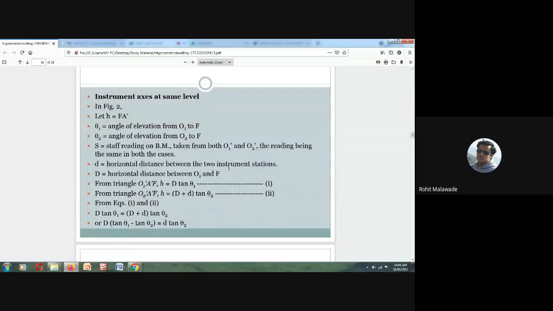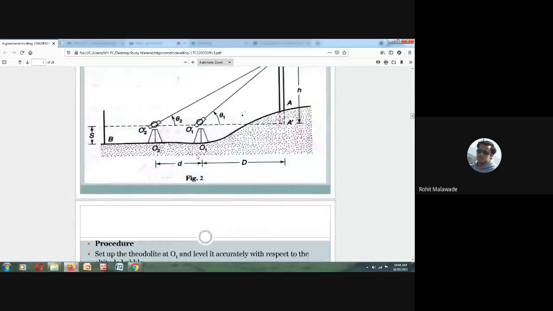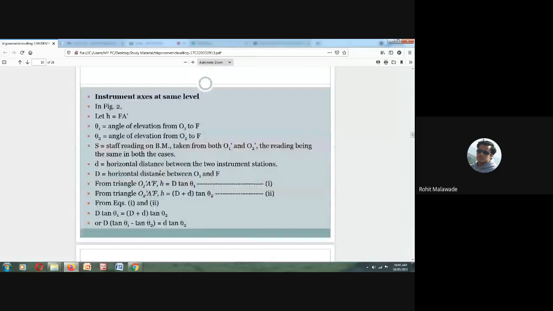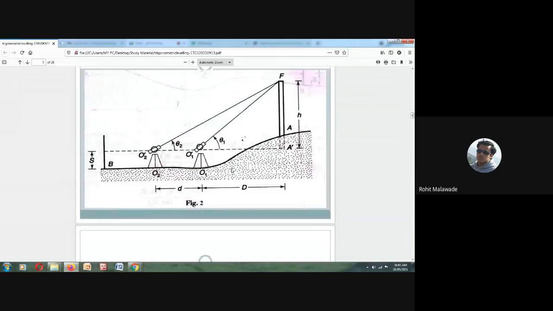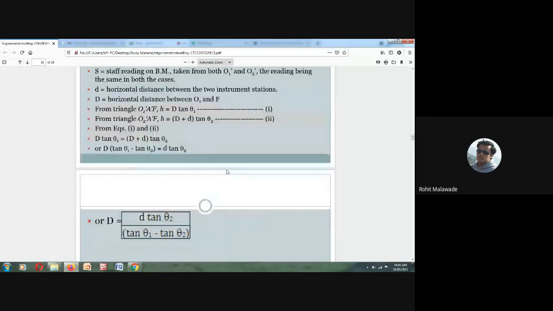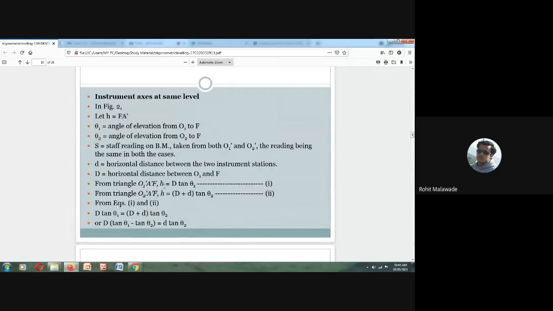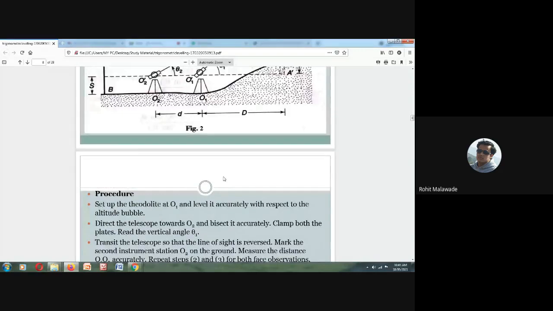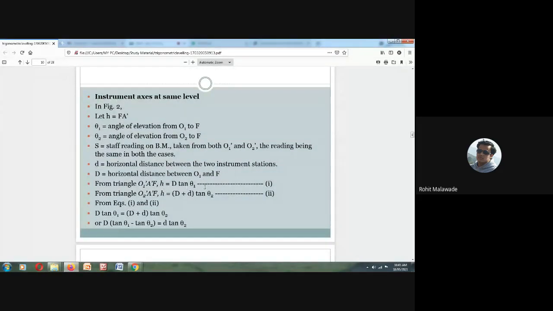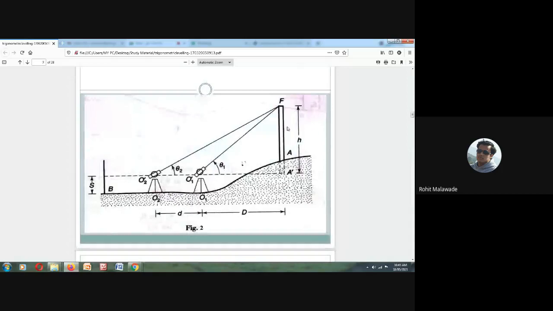Small d is nothing but the horizontal distance between O1 and O2. Larger D is nothing but the horizontal distance between O1 and F, the object and the instrument station O1. From the triangle O1 AF, this H you can calculate by using the formula H is equal to D tan theta 1. From O2, you can calculate the distance, and from this you can calculate this particular height.